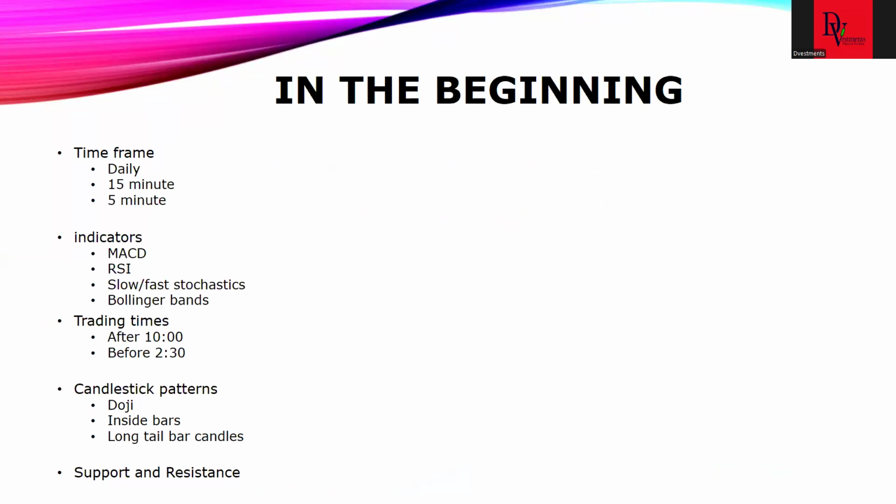In the beginning, I used a time frame on a daily chart to figure out my overall trend, and I traded off a 15-minute or a 5-minute chart. I was using indicators like the MACD, the RSI, the slow and fast stochastics, Bollinger Bands. I traded after 10 o'clock or before 2:30, looking for candlestick patterns, dojis, inside bars, long tail bars as support and resistance. That was how I traded in the beginning.